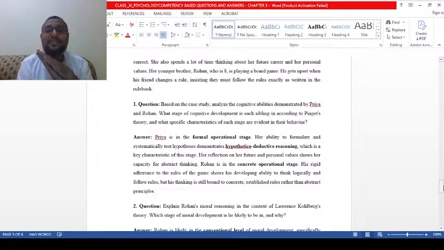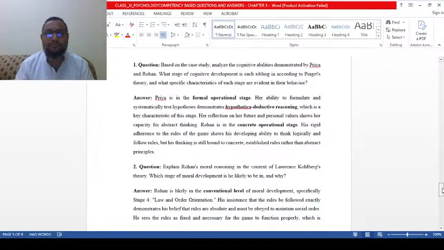Whereas the child who is at 8 years, 7 to 11 years is actually concrete operational. So the child's age is 8, so it's very easy for you to identify. It's the concrete operational period. His rigid adherence to the rules of the game shows his developing ability to think logically and follow the rules. The same case can be given to you people. Same case with Kohlberg's moral development also I can ask you. Any number of questions we can create here, my children.